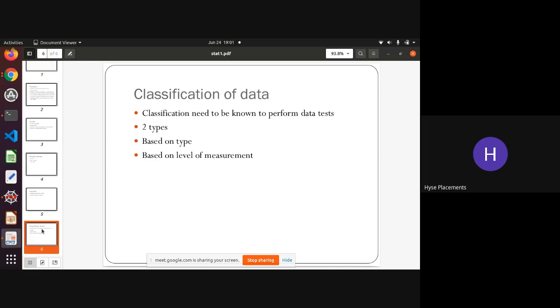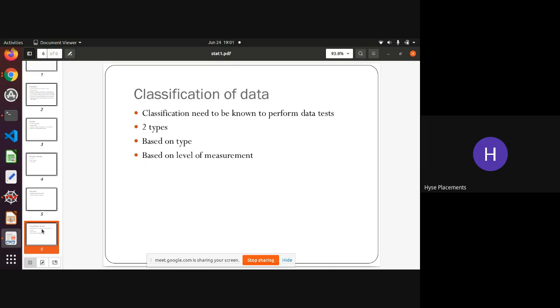You need to understand what the data is, what kind of data it is, to perform data tests and all. Now we need to know the classification of the particular data. So there are two types of data available.